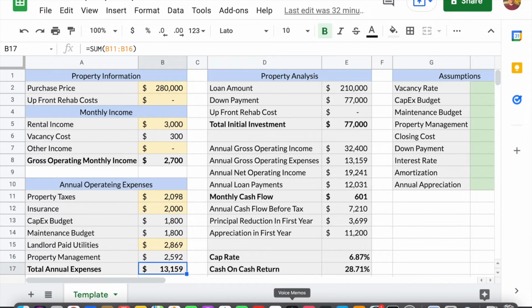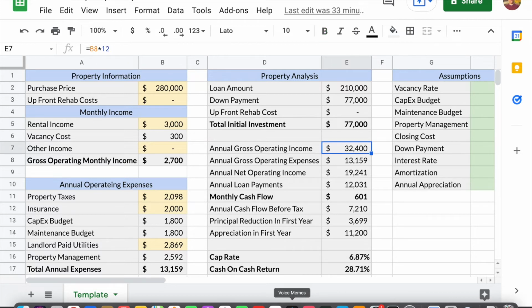The middle column has the results of the analysis, which are based on the revenue and expense data from the left hand side and some assumptions from the right hand side column. Cell E2 shows the loan amount required, assuming a 25% down payment shown in cell E3. Cell E4 shows the initial rehab cost associated with the property, which is 0 in this example. Finally, cell E5 shows the total amount of cash needed for this investment, which is equal to cell E3 plus E4.